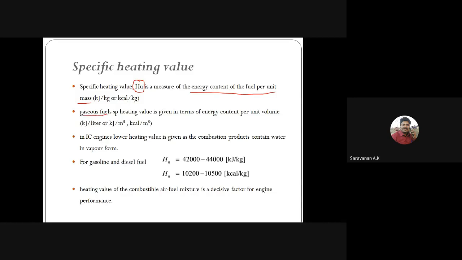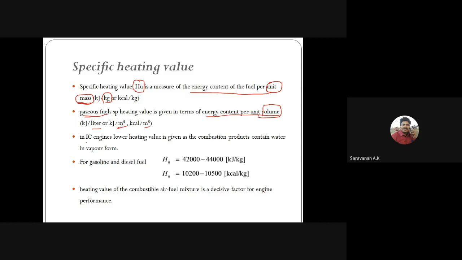So for gasoline fuels, the specific heat value is given in terms of energy per unit volume, right? Here it is unit mass, but in gasolines we are specifying the unit volume. So instead of kg we are using liters or meter cube.